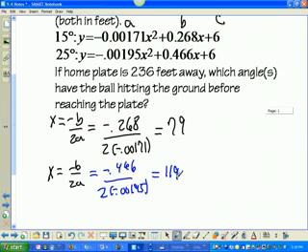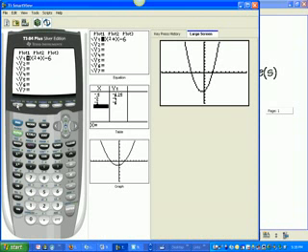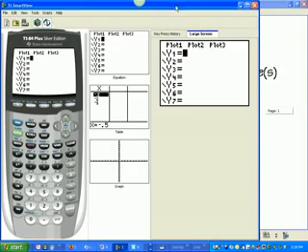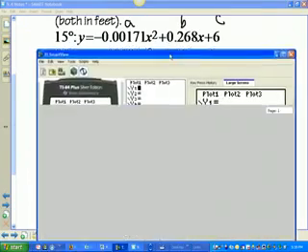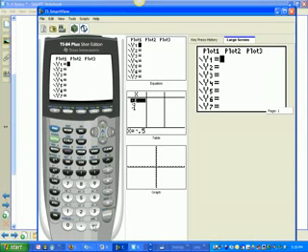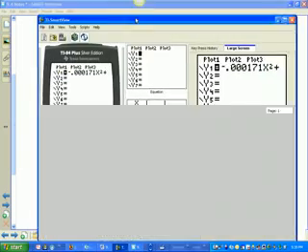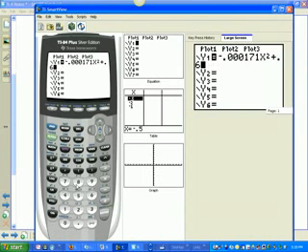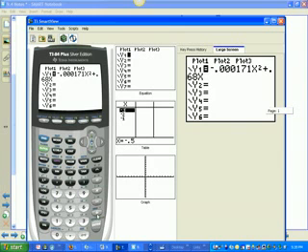Now, to find these vertexes, let's substitute those numbers in. I'm probably going to use my calculator on this one because this works out kind of nice. And let me see if I can see the equation here as we type it in. So negative 0.00171x squared plus 0.268x plus 6.